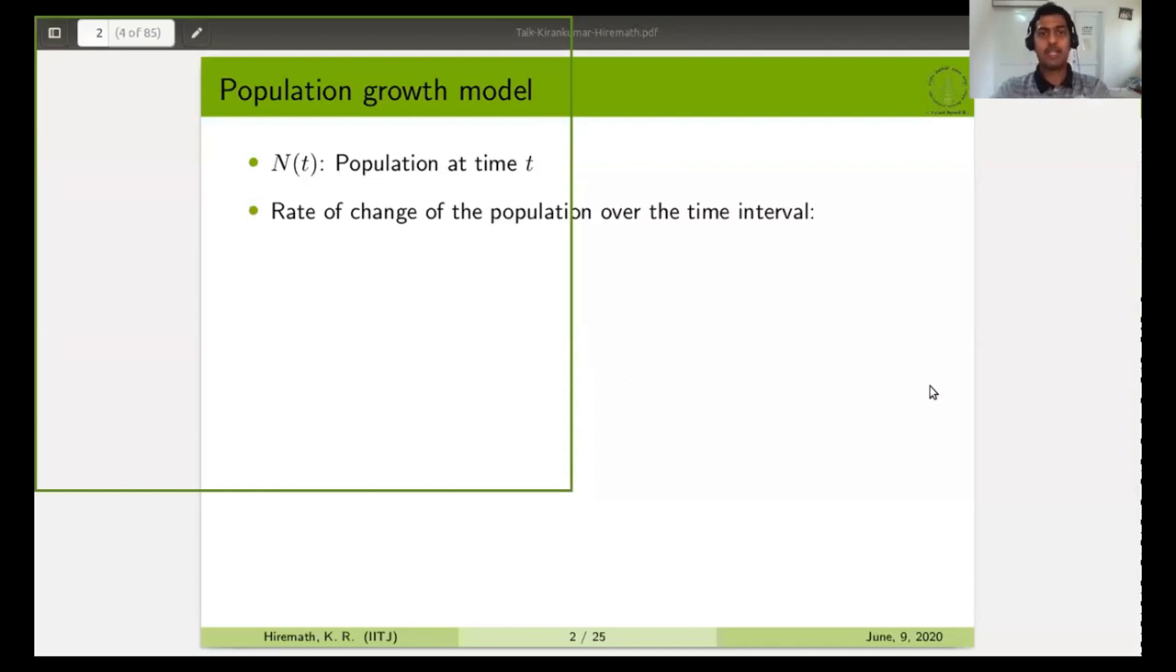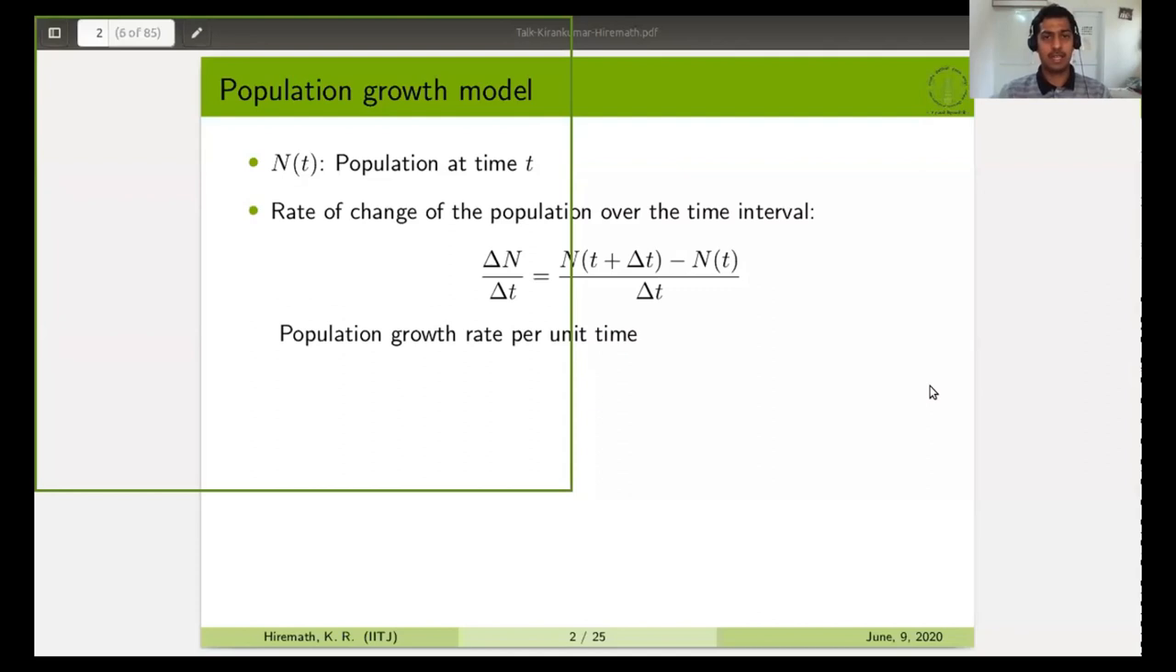And we want to see how this population changes over a small time interval, delta t. So basically, what we are saying is how this population changes per change in time. So this is nothing but N(t + delta t) minus N(t), divided by delta t. So this gives us the idea of population growth rate per unit time.